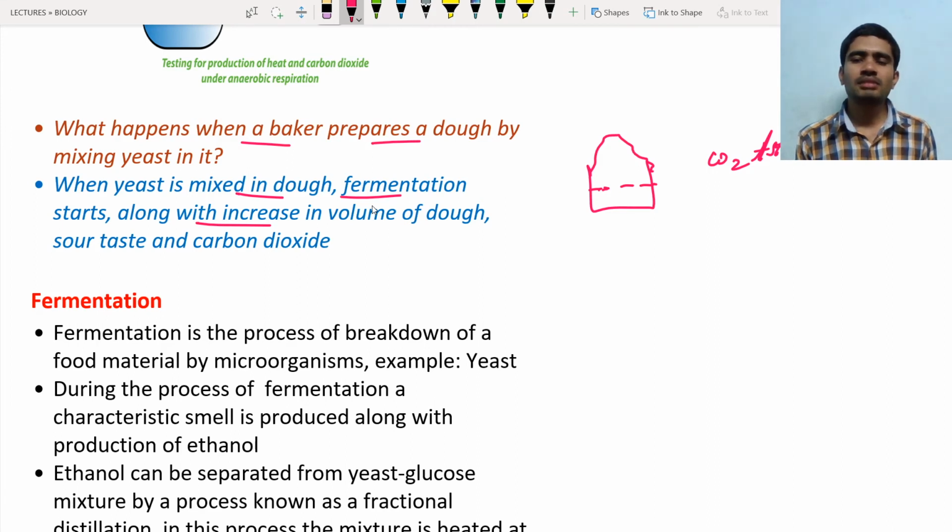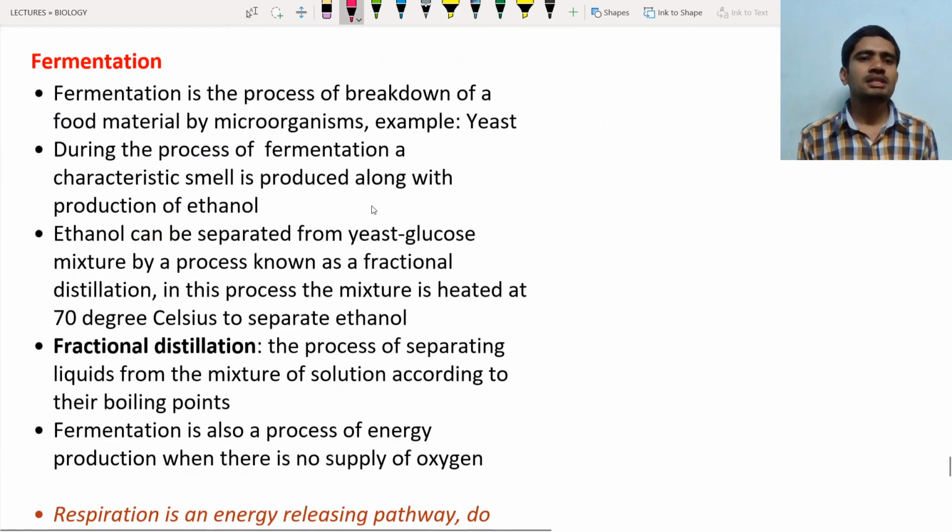At the same time, it is going to produce some lactic acid, so that the food is going to have a sour taste. Okay, next is the fermentation.